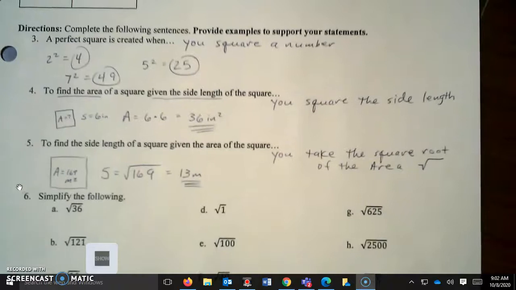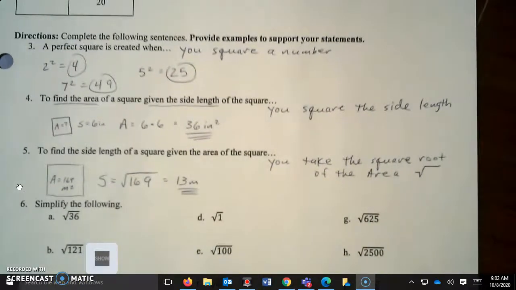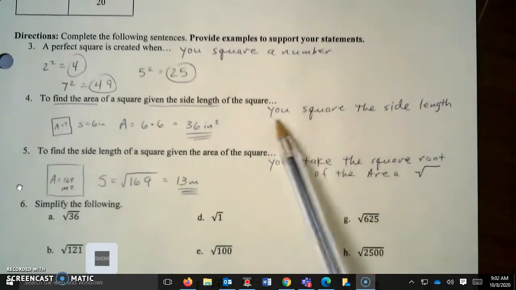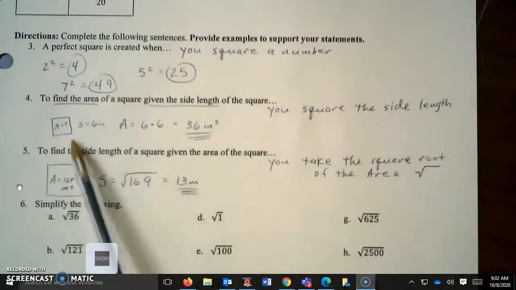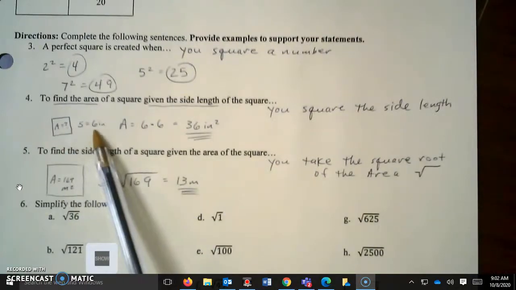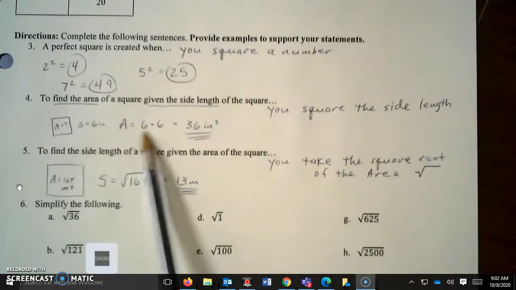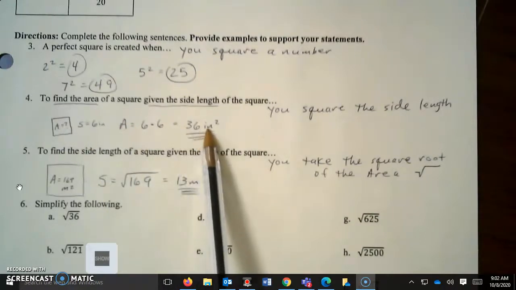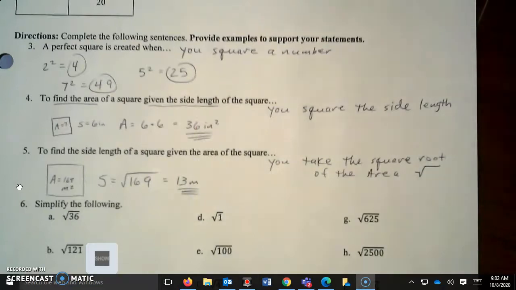Okay. Number 4 says to find the area of a square given the side length of a square. Just square the side length. I made a little example. There's the area. That's a question mark. What's the area? Well, if the side length is 6, just do 6 times 6. I just made up inches there for the units.